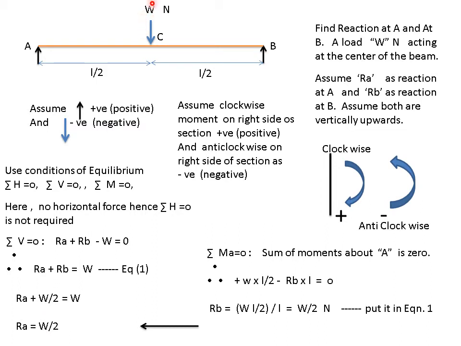Here you can just see that if the load is applied at the center, half the reaction will go here and half the reaction will go here. So the total load is W by 2 at A and W by 2 at B. This is what we are getting after calculation: W by 2 at B and W by 2 at A.